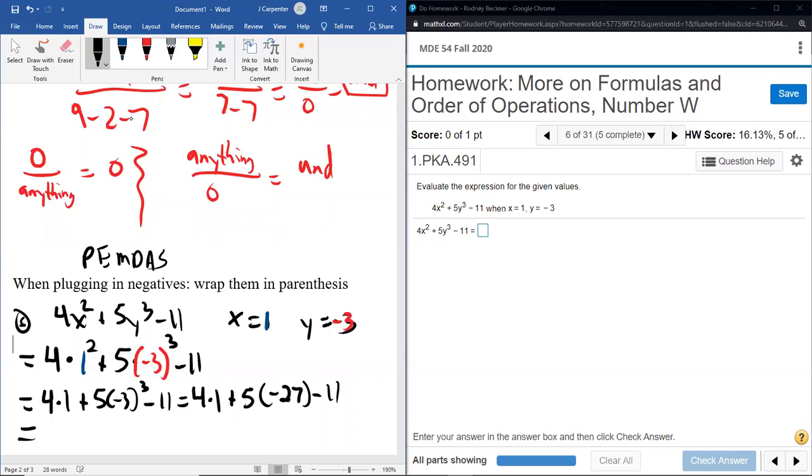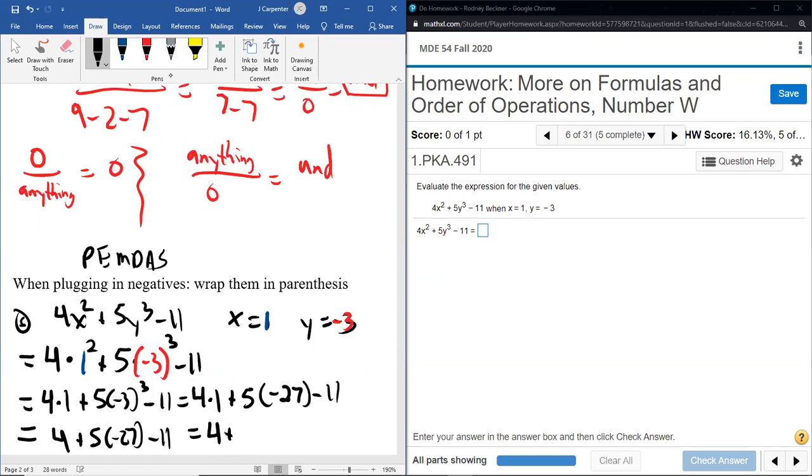Yes, exponents are technically multiplications, but they're repeated multiplications, and it's that repetition that gives them the leg up on everything else. 4 times 1 is 4, plus 5 times negative 27, minus 11. 4 plus 5 is 9, right? No, that would be wrong because I'm doing an addition before multiplication. I'm just trying to do things from left to right. Pay attention to PEMDAS, though. And I won't lead us down a long path since I actually made a mistake in the last example, which again, I apologize for. 4 plus, we got to do 5 times negative 27.